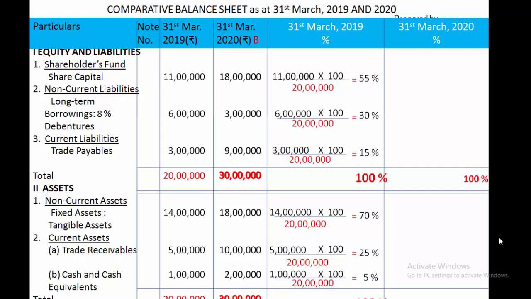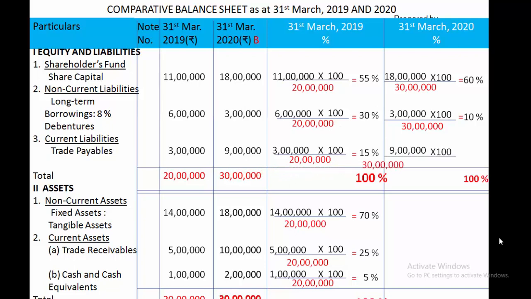And in the same way, we are going to calculate percentage of 2020. Share capital 18 lakh into 100 divided by total of 2020 balance sheet, 30 lakh, is equal to 60%. Borrowings 3 lakh into 100 divided by 30 lakh is equal to 10%. Next, trade payables 9 lakh into 100 divided by 30 lakh is equal to 30%. Again the total is 100%.